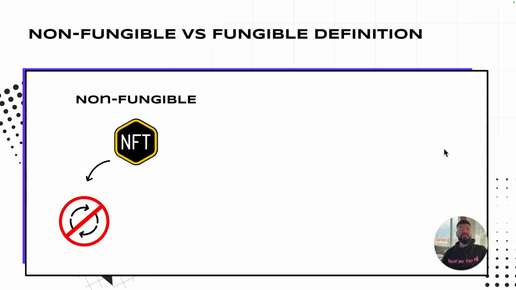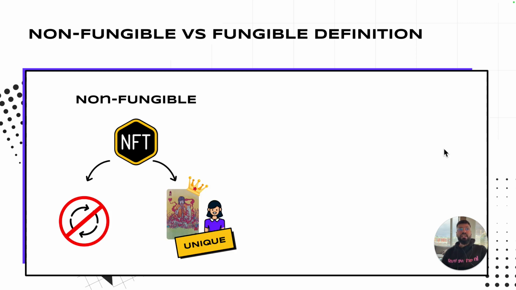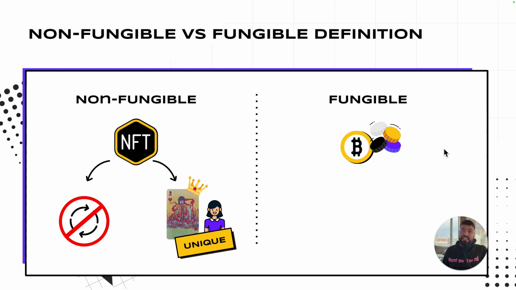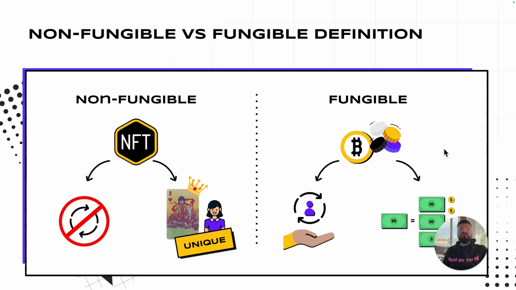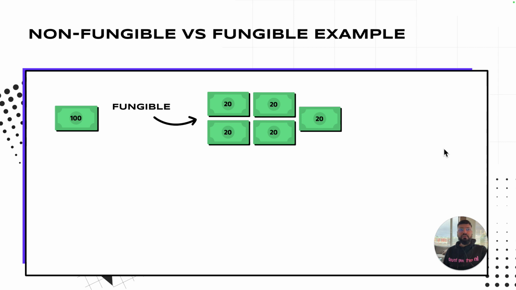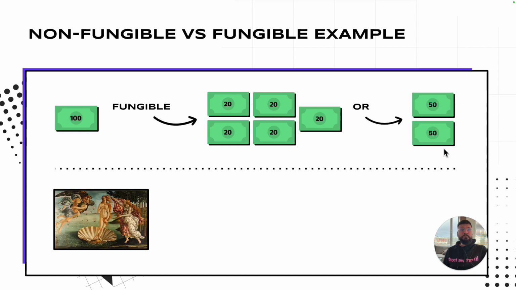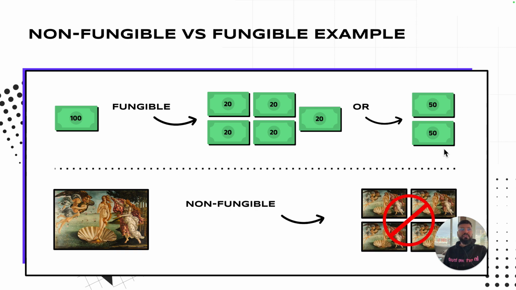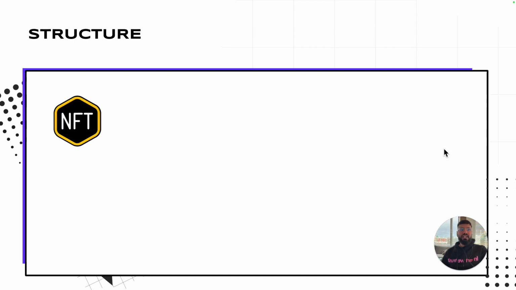Non-fungible tokens means that they are not interchangeable, and each represents a unique asset belonging to a specific person. On the other hand, fungible tokens are exchangeable. They can be divided into smaller units to form the same value. For example, a $100 bill is fungible, as you can exchange it for five $20 bills or two $50 bills. However, the Birth of Venus painting is non-fungible, as you cannot divide it into pieces. So even if it's copied, it will not be authentic.